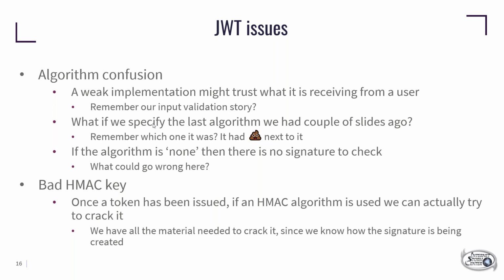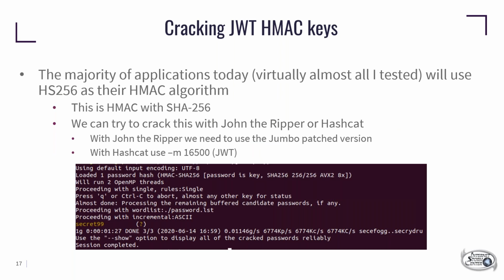So let's see what we can use for that. Obviously, this is something that people have been doing for some time already, and this allows us to use any of these two popular cracking programs. So both John the Ripper and Hashcat support JSON Web Tokens, and you can actually try to crack the secret key that was used in order to create that one token that you have with any of these two programs.